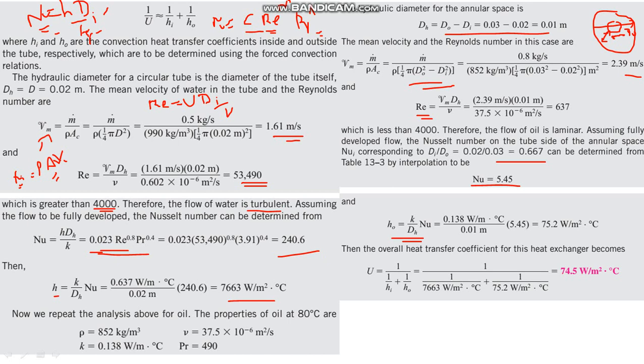Just substitute here. Don't get confused by this. You remember this one: 1 by U is equal to 1 by h inner plus 1 by h outer. Just put the h inner value and h outer value, and you will get some value here. Just take the inverse of it and you will get the U value. This is 74.5 watt per meter square degree Celsius.